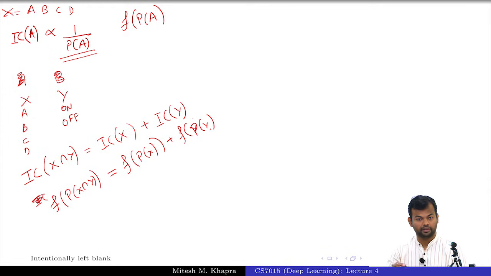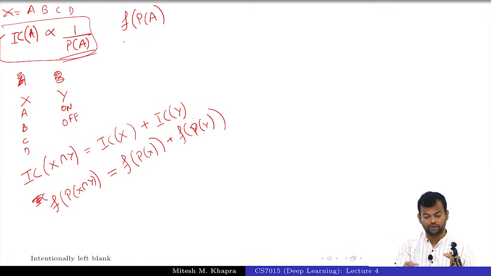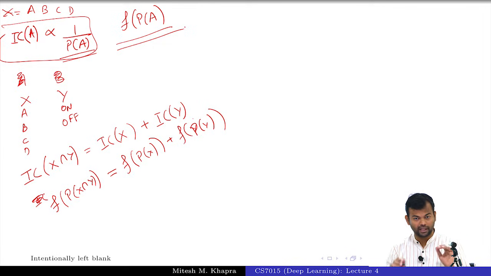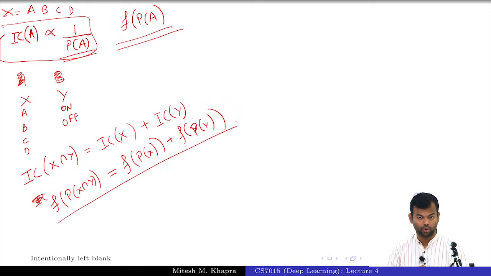Is this a fair thing? I've just replaced information content by a function, and I know that the function should depend on the probability, because that is what we have established here. So we know that the function depends on the probability. We still don't know what this f is exactly, but I'm trying to impose some conditions on f. One condition of f is that this condition should hold.